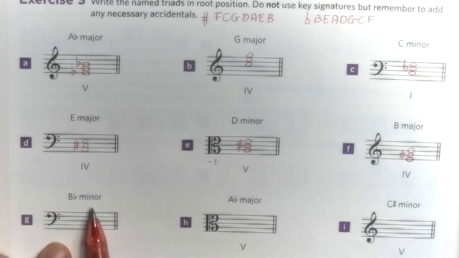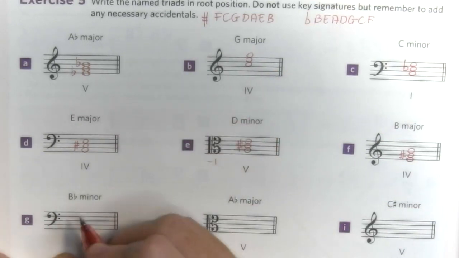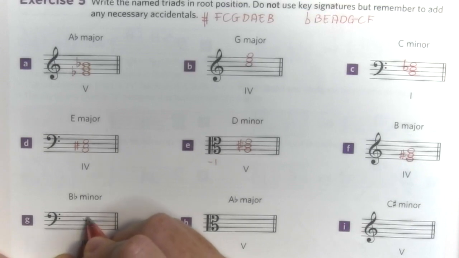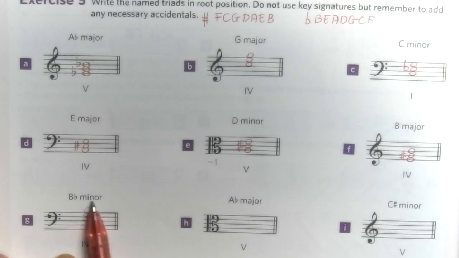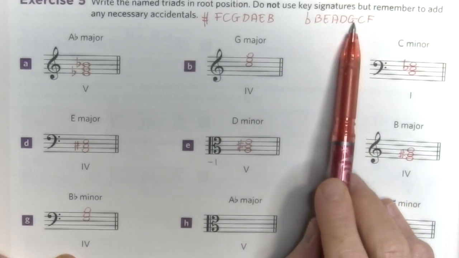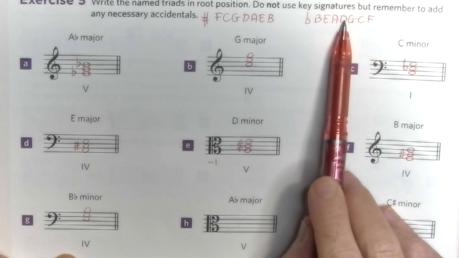B flat minor, 4th degree of B flat minor. Si, Do, Re, Mi, E. This is Fa, so Mi, here it is. B minor is the relative minor of D flat, and D flat has 5 flats because D is the penultimate flat in our key signature.